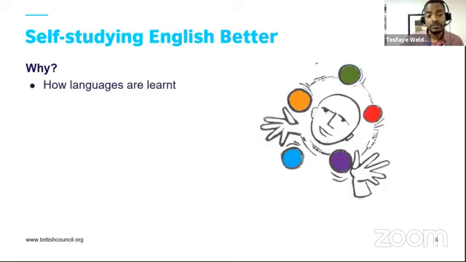We've got several reasons, but the main one is it's one way of learning a language. And actually, language is for communication. Language is used in real life, in authentic environment. So self-studying in your own environment is very important to help you improve your English.